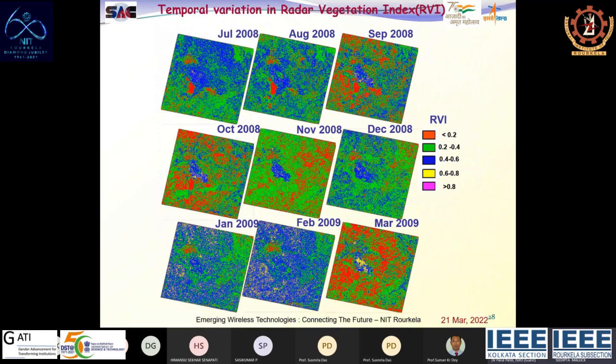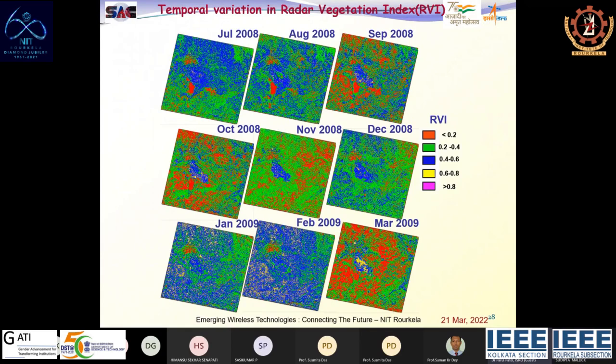See, I have just shown the radar vegetation index. This tells you what kind of vegetation is present. You can see that during July and August, the vegetation is very little, and gradually, when the month of November comes, the mustard starts showing and the vegetation starts increasing. Kharif is harvested in July, and after July and August it has all gone back into dry.